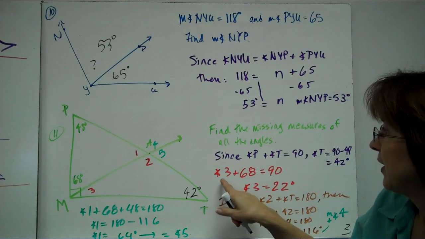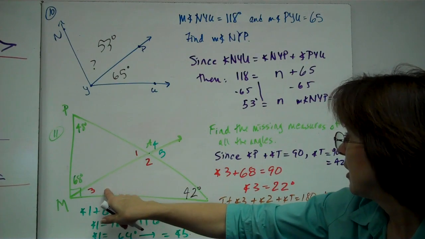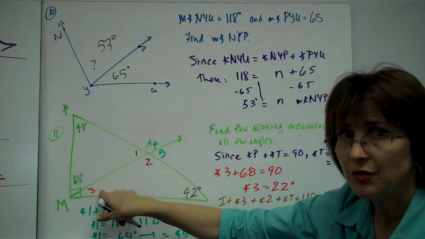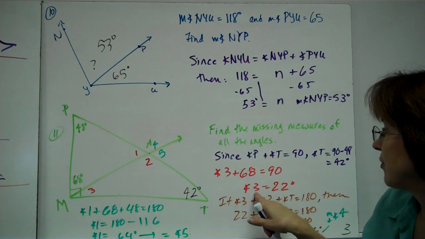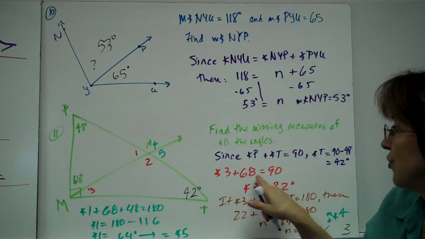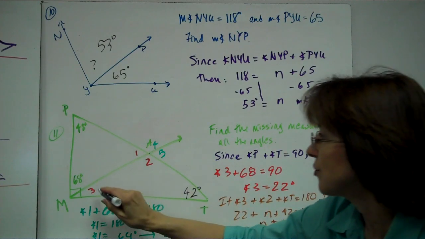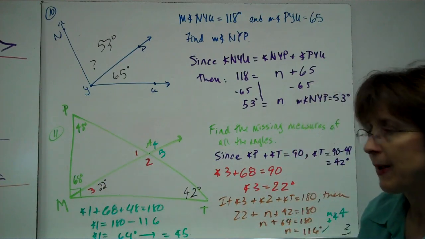Then I said, okay, well, I know that 3 plus this one has to be 90 degrees, okay? So angle 3 has to be 22, because 22 plus 68 is 90. So 3 here is 22 degrees, okay?